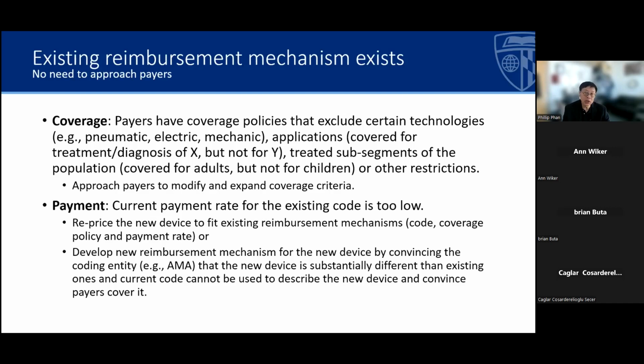So again, you go back to the coding entity and then you go back to the payer and say, hey, can I get a CPT code for this device because it does all these great things. And the AMA says, yeah, we think this is wonderful. And, by the way, it's sort of in line with our strategy to promote, let's say, digital health, for example, right? Or AI, for example. So they could give you a code.